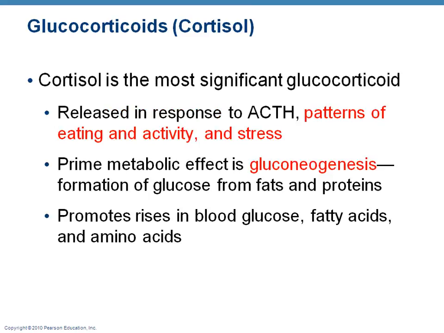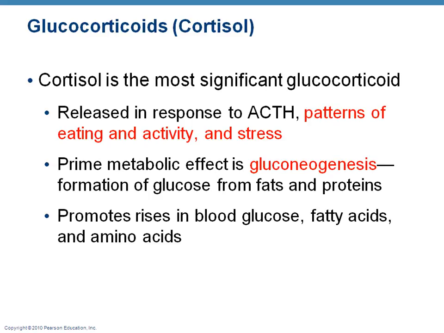So again, let's look at some of the more specifics. It is released directly in response to the ACTH. So, and this will help regulate patterns of eating and activity and stress. These are going to trigger ACTH to be released, which is going to trigger the glucocorticoids, specifically cortisol, to be released. The prime metabolic effect is gluconeogenesis, and I have stated right here, formation of glucose from fats and proteins. So not consuming glucose, but also regulating the amount of glucose that you have in your body through other methods.